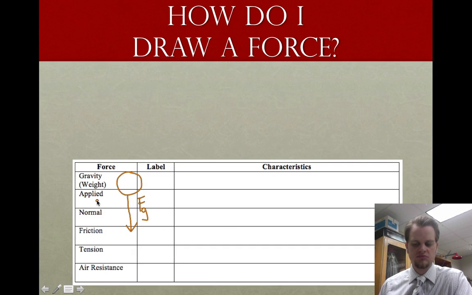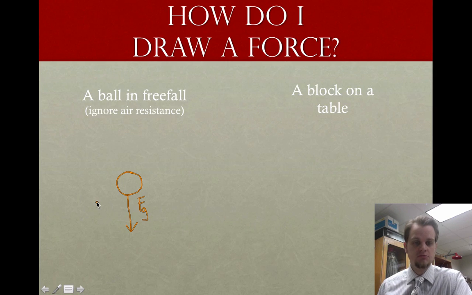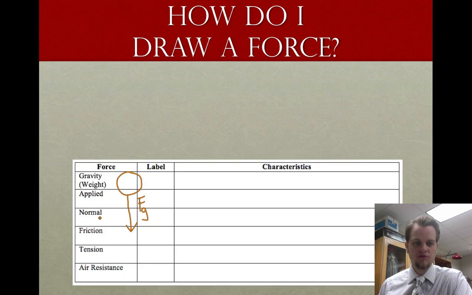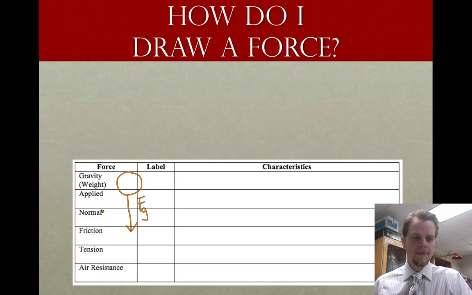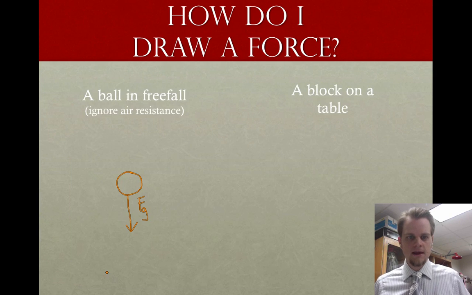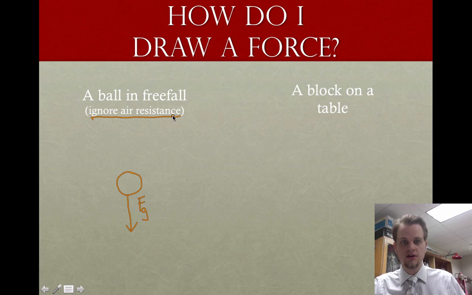Okay? What other ones might be acting? Is there an applied force? No, it's in free fall. Nothing is pushing it except for gravity. Is there a normal force? Is there a force that's opposing gravity? Well, no, it's accelerating. It's actually free falling. It's not on a surface, so there's no normal force. Is there a friction force? Well, no, it's not on a surface again. There's no friction. Is there a tension force? No, because there's no ropes attached to it. Is there an air resistance force? Well, let's see. This problem tells us to ignore air resistance. So we're not going to draw air resistance at all. So there you go. That is your force diagram.